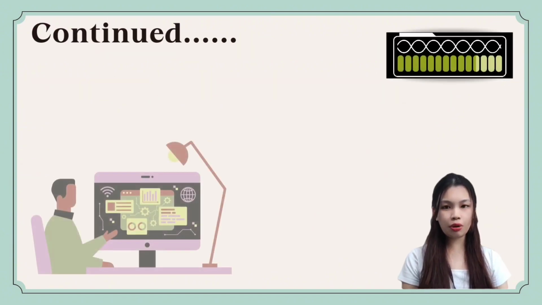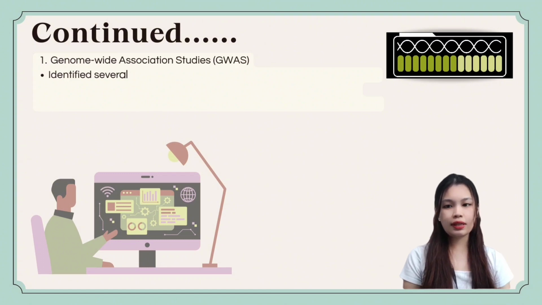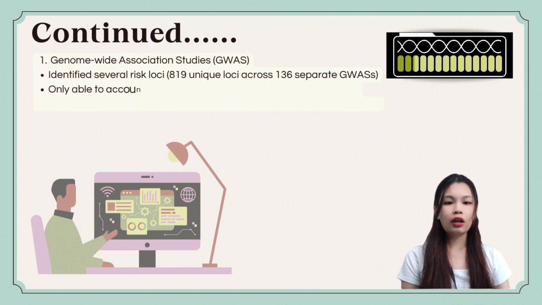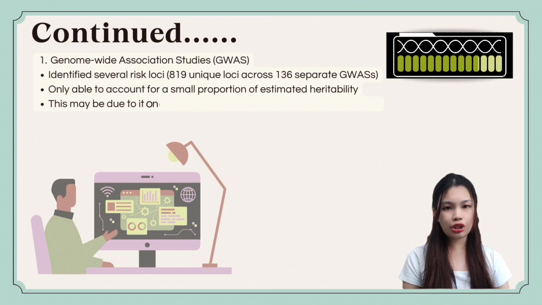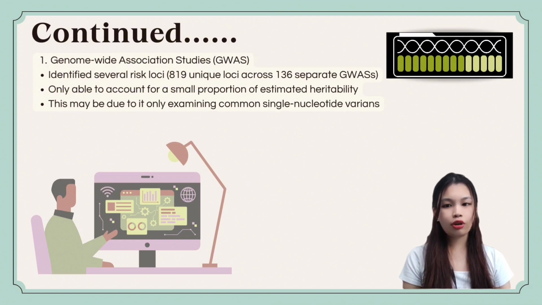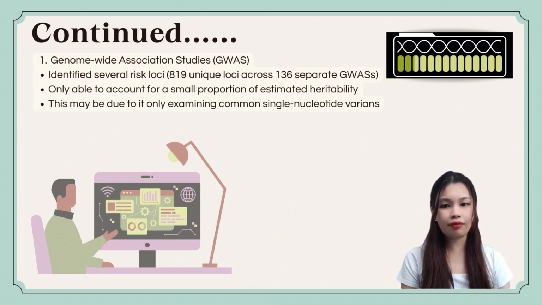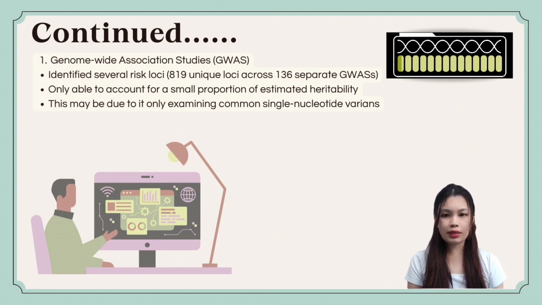The first one will be genome-wide association study. It can identify several risk loci. However, it has its own limitation too, which is it is only able to account for a small proportion of estimated heritability. This may be due to it only examining common single nucleotide variants. And the next one will be UMI sequencing.